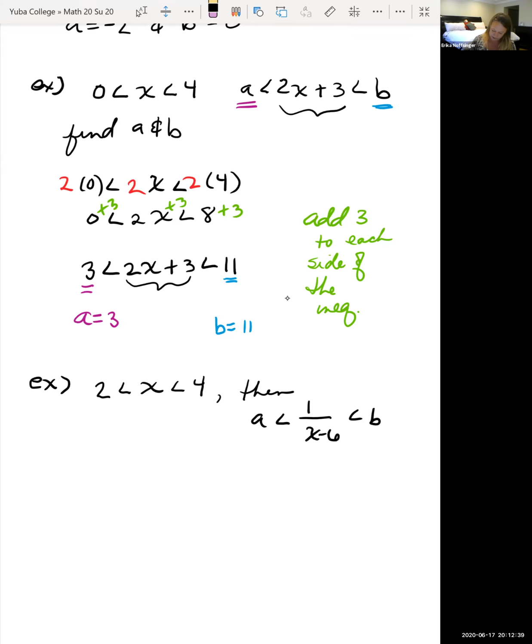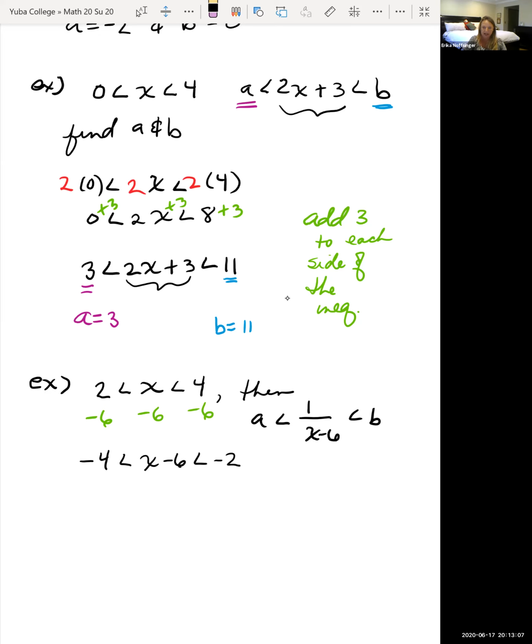So in this case, we would subtract 6, another way to write this, subtract 6. And so now we have 2 minus 6, which is negative 4, is less than x minus 6, which is less than 4 minus 6, which is negative 2. So notice both of those values are less than 0.